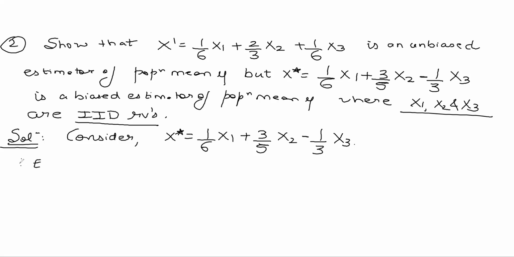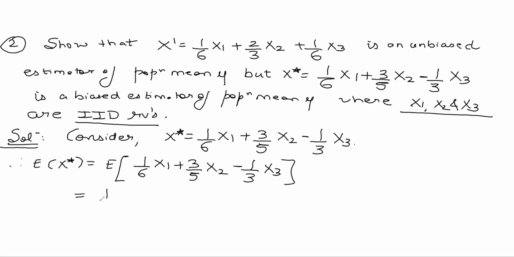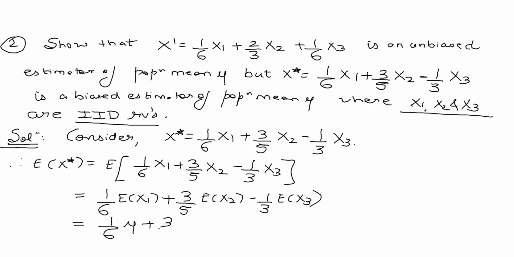Now if I do expected value of x star, it is expected value of 1/6 of x1 plus 3/5 of x2 minus 1/3 of x3, which I can write like this. Now again, expected value of x1 is mu, expected value of x2 is also mu, expected value of x3 is also mu. Why? Because xi's are independent and identically distributed random variables.